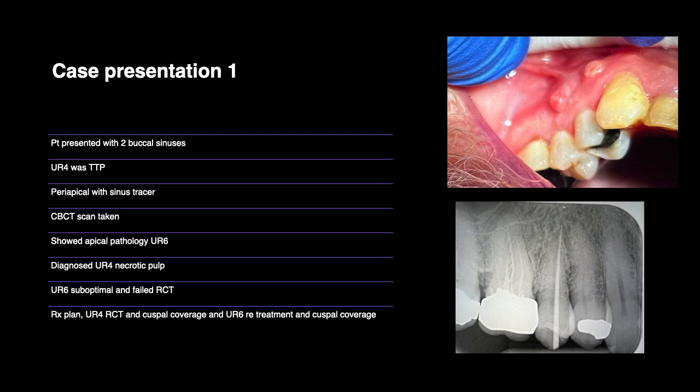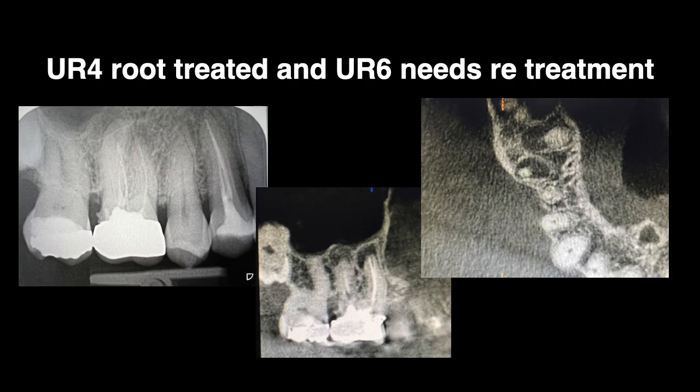So I diagnosed that upper right 4 had necrotic pulp and needed obviously root canal treatment followed by cuspal coverage restoration, and the upper right 6 was then booked in, or is due to be booked in, for root canal retreatment. So you can see on this slide, obviously the upper right 4 has been root treated, and this is a couple of screenshots of the CBCT scan just to show the area associated with the suboptimal root canal treatment on the upper right 6.